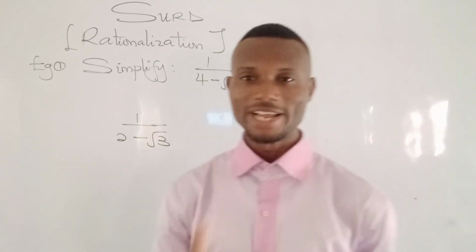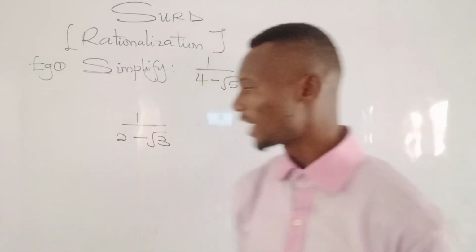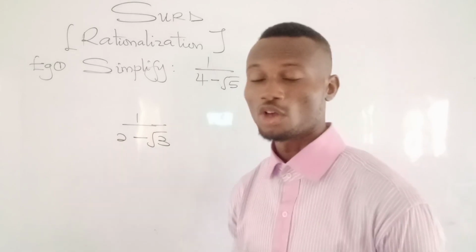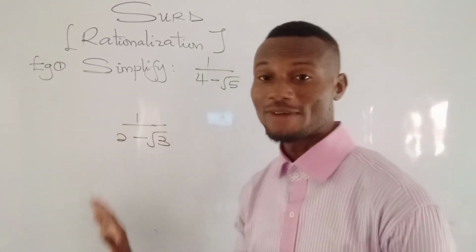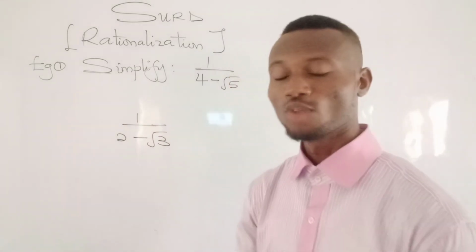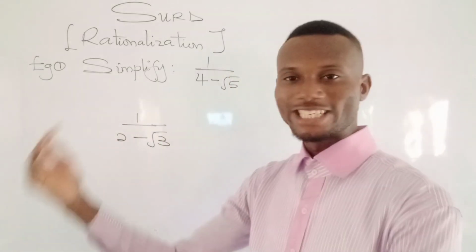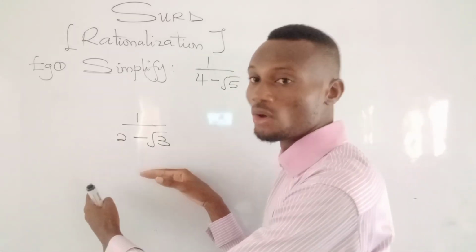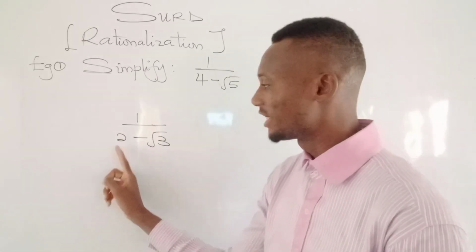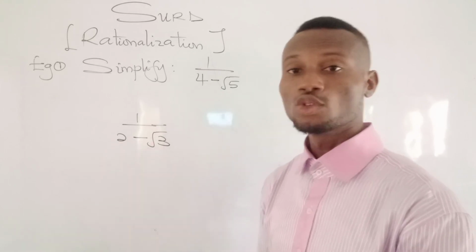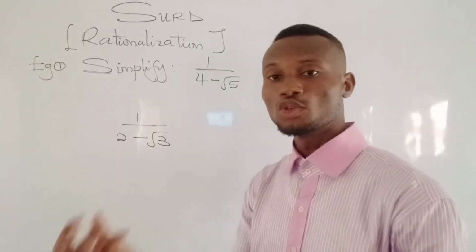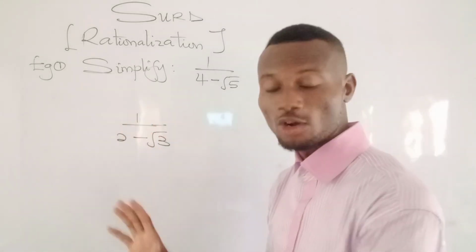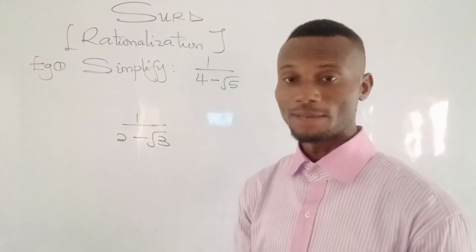Now don't forget I've taught you conjugate. So now you have to be able to know the conjugate of the denominator. Because what you are going to do to simplify this one is multiply both the numerator and the denominator of this same fraction by the conjugate of the denominator. This denominator that we have there, which is 2 minus root 3, we are going to find its conjugate, and use that conjugate to multiply the numerator and also the denominator of the same fraction. That is the step to go through.